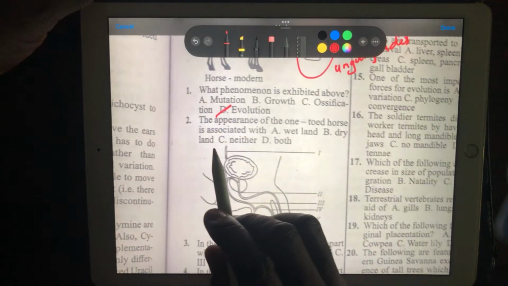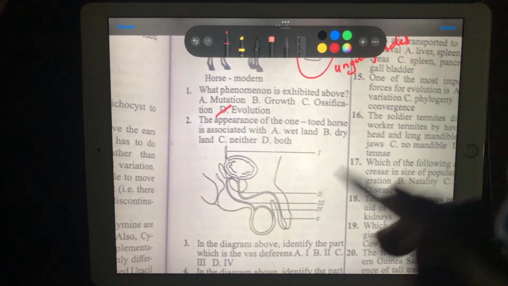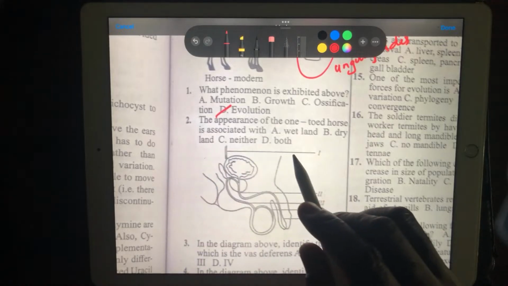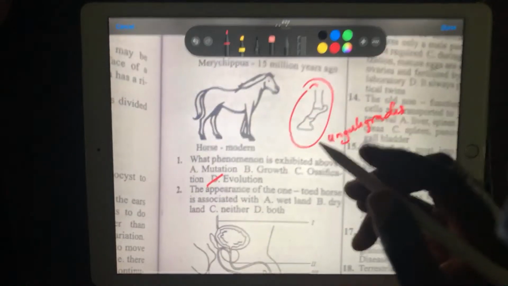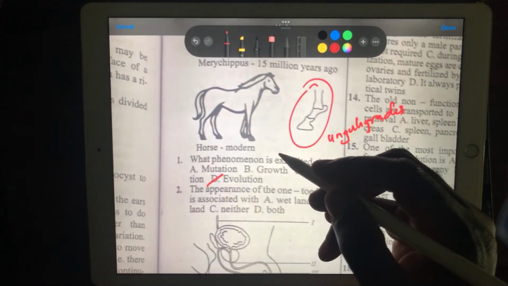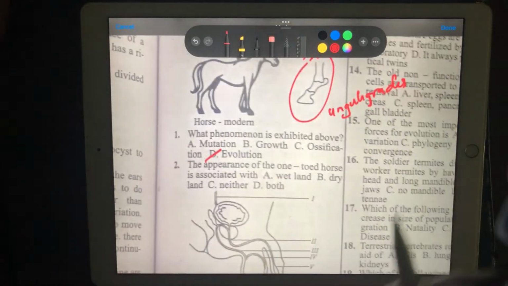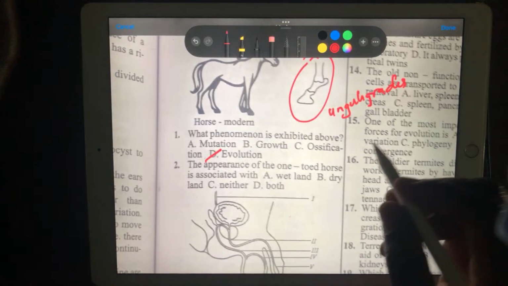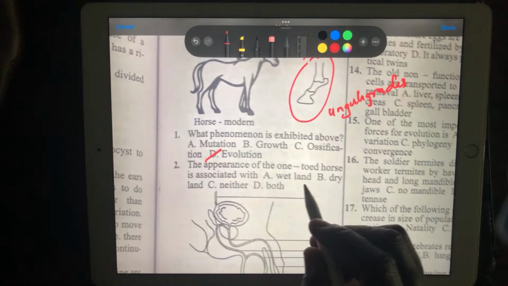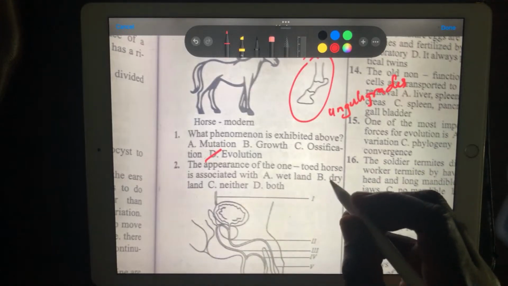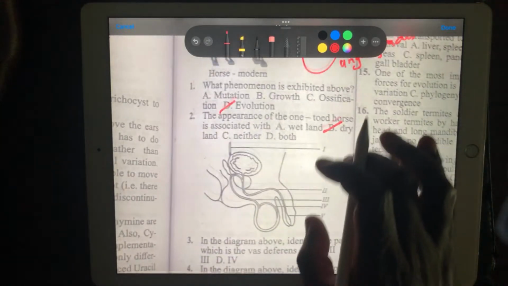The next question says the appearance of the one-toed horse is associated with what? This one-toed horse that we have today is modified for running, and you run only on land. They said the appearance of the one-toed horse is associated with dry land, because it's modified for running, and you don't run in wetlands.